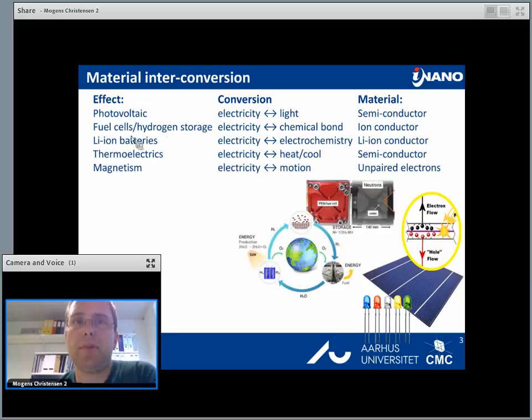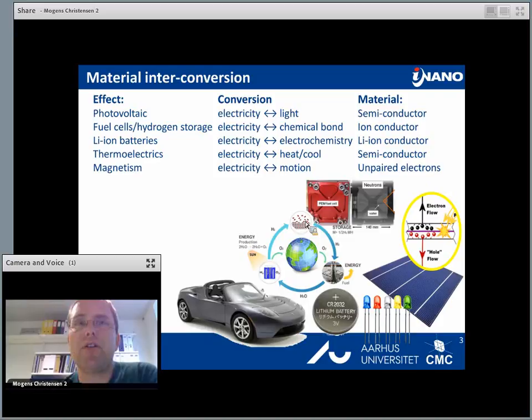Another example is fuel cells and hydrogen storage. Here we can store electrical energy in the chemical bond, and we need an ion conductor to actually change the hydrogen into energy. So here is like a cycle where you have the energy stored in the materials, you extract the hydrogen, put it into the fuel cell, and then you get energy and water. And this water you can then again use sunlight to produce hydrogen, and that hydrogen you can store in a material, and in this way the circle goes around and we have energy for everyone.